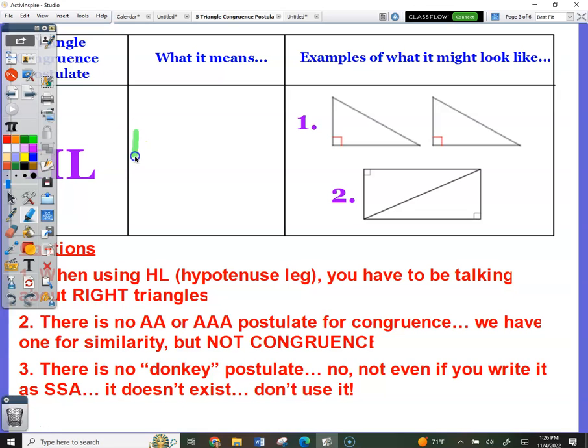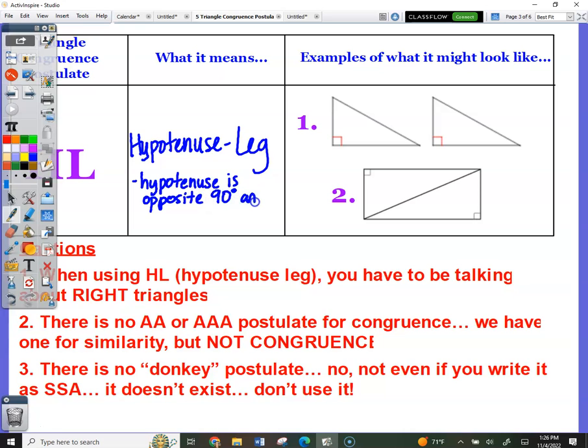Hypotenuse. Last one, hypotenuse leg. It's one of the best words ever. Okay, first of all, you gotta remember what a hypotenuse is. The hypotenuse is opposite the 90-degree angle. Always, always, always. So you go to the triangle, you find the right angle, and you draw an arrow from the right angle to the side opposite of it, and that is your hypotenuse. Coming here, it would be this one, hypotenuse, right?